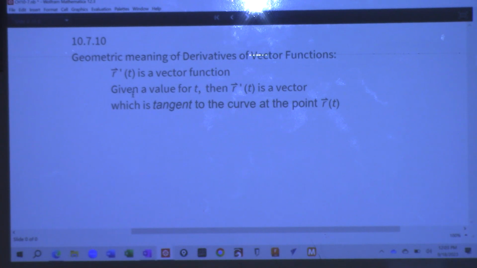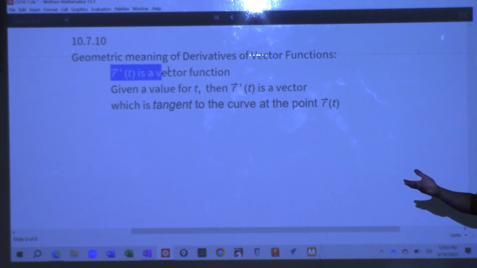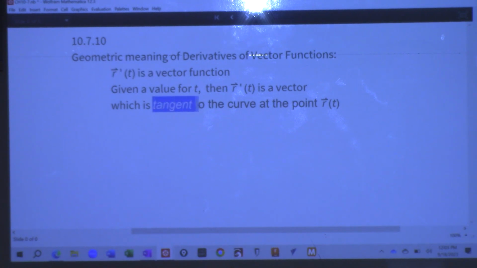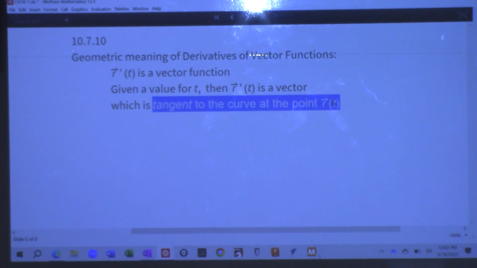Well, what does it say here? If you take the derivative of a vector function, you're going to get a new vector function. Now, if you give me a value for t and I plug it in here, that's going to give me a vector, right? What is that vector? That vector is going to be tangent to the curve at that point that we're looking at. It's going to be tangent to it.